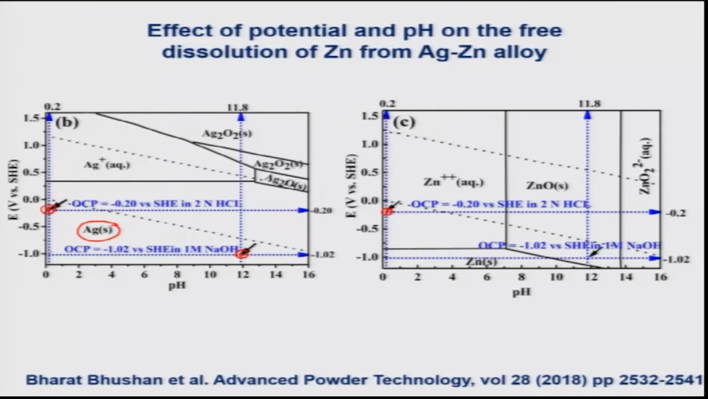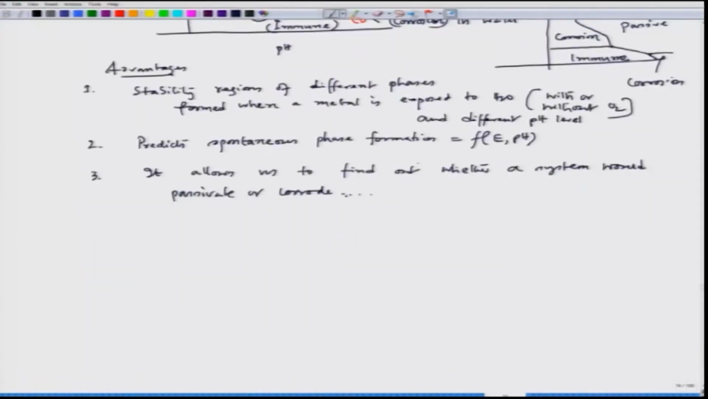But when I go to this point where silver is not corroding and is maintaining immunity, when I look at this point in the zinc Pourbaix diagram, it is in the zinc oxide region. So, if it is in the zinc oxide region, then of course it would like to passivate. So, this information we would definitely get if we carefully analyze our Pourbaix diagrams.